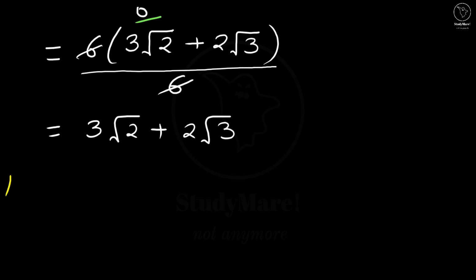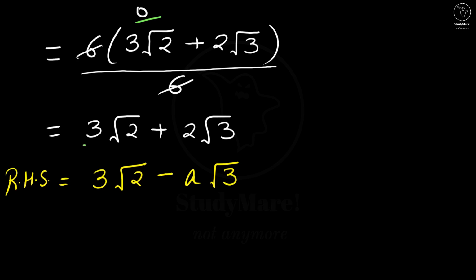Now what is RHS? RHS was equal to 3 root 2 minus a root 3. So just look at it. We have 3 and 3. We have root 2 and root 2. We have root 3 and root 3, and we have plus 2 and minus a.